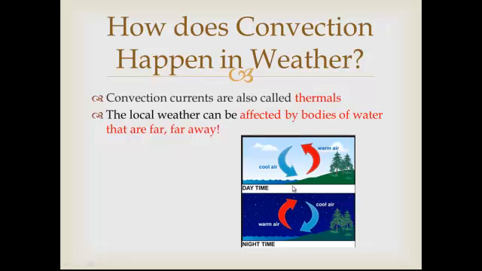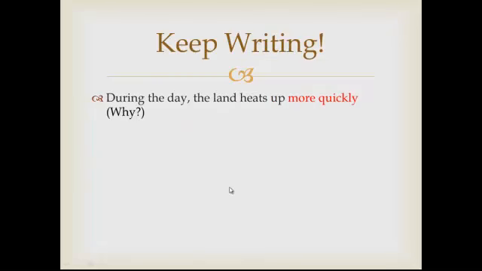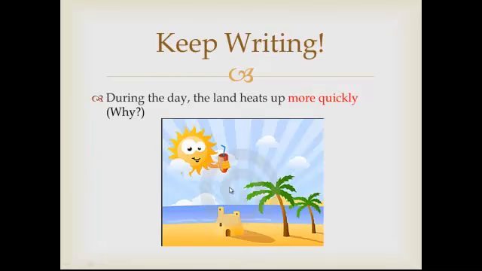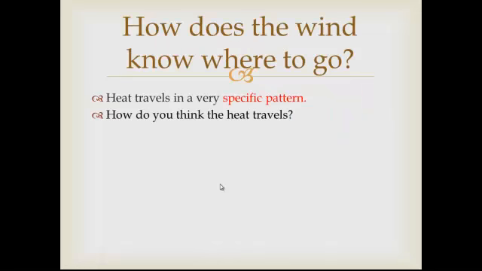So the cool air travels towards the ground, while the hot air will travel towards the water. And then there's a reverse in the cycle pattern at night. So keep writing. During the day, the land heats up more quickly. Would you like to fathom a guess why? Well, that's because the sun is out. So when the sun is out, it helps out with the heating process just a bit.